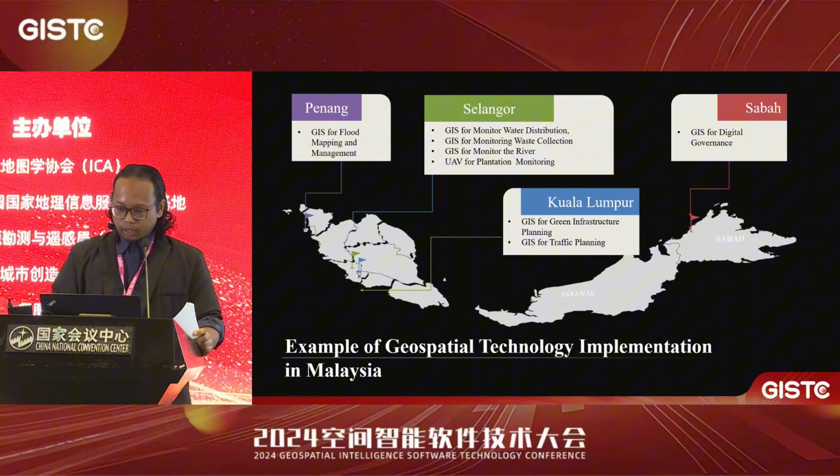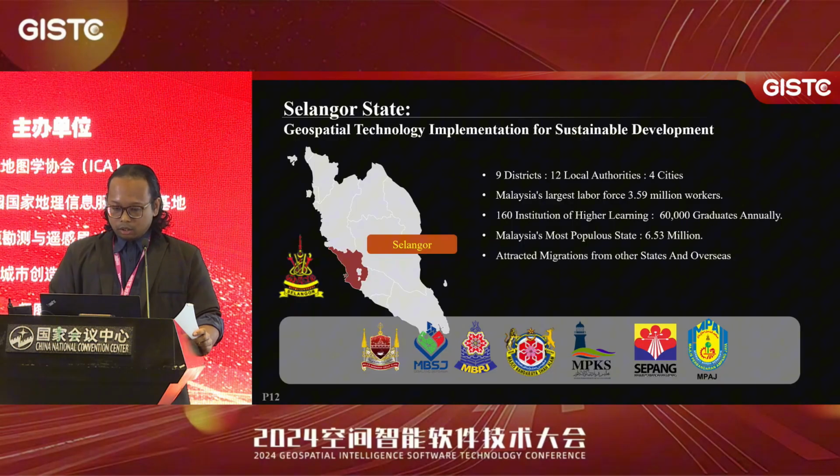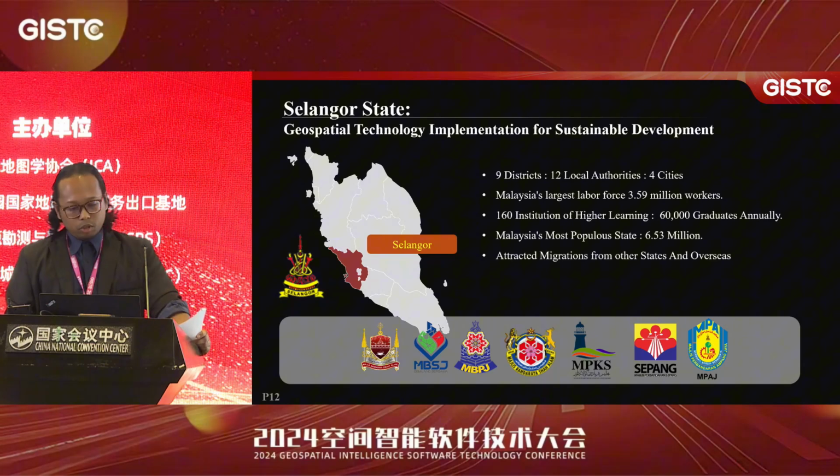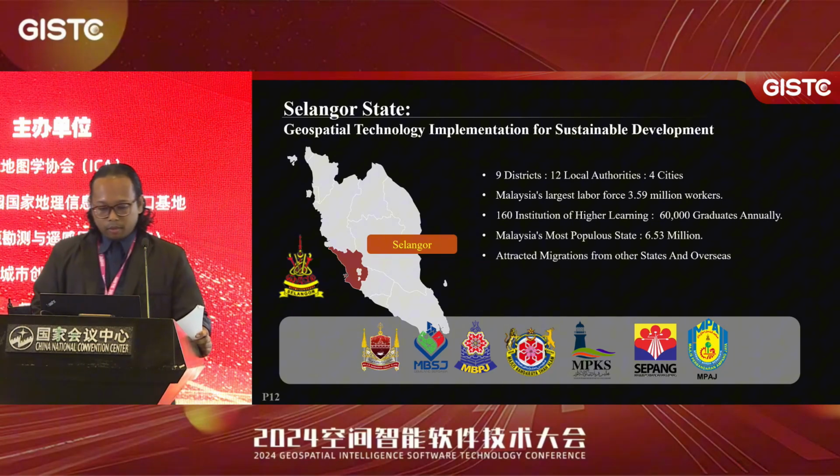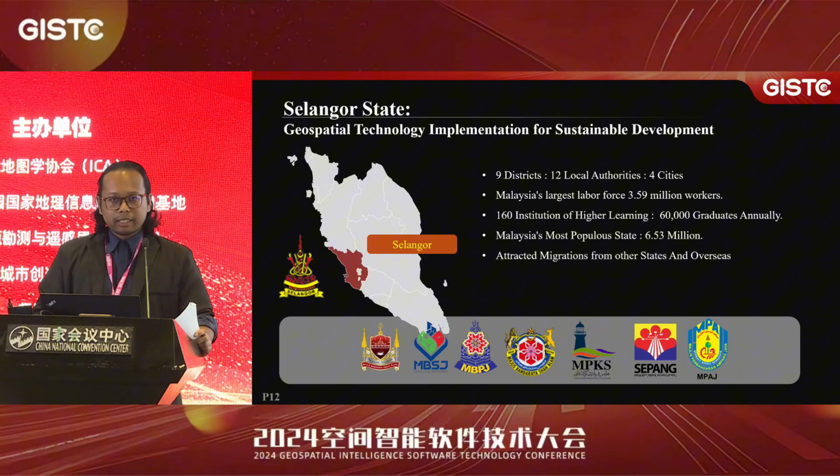Next, I will show a case study about Selangor state local governments. A little bit about Selangor. Selangor is one of 14 states in Malaysia. It consists of 9 districts and 12 local authorities.